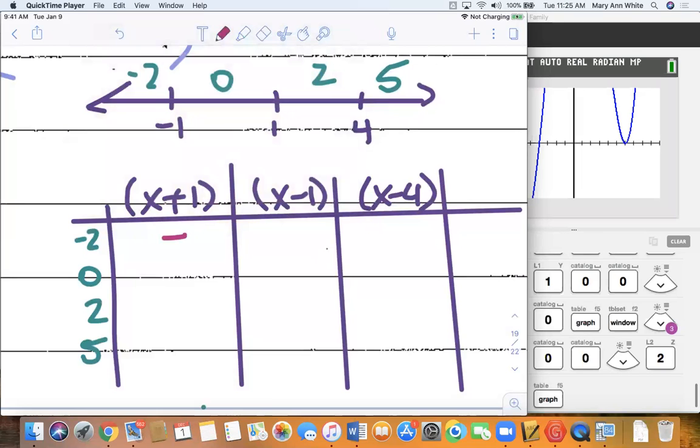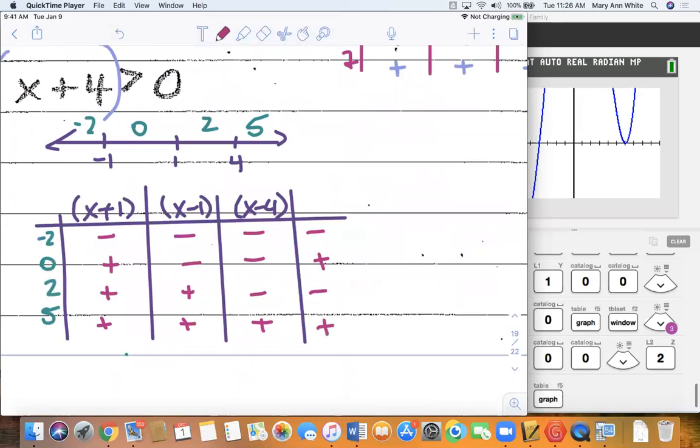Negative 2 plus 1 is negative, negative, negative. Okay, that stays negative. When I plug 0 in, I get positive. Oh, that's negative, that's negative. Oh, but 2 negatives and a positive stay positive. Plug 2 in, I get a positive, I get a positive, and I get a negative. So that's negative. And then plug 5 in, I get positive, positive, positive. Oh, so that's all positive.